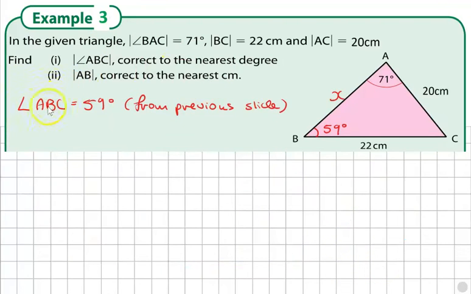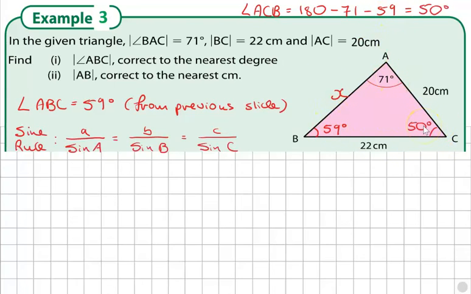So we know the angle ABC is 59 degrees from the previous slide, so I've drawn it in there. So now we want to find the side AB. So I'm going to label this side AB as X. The angle ACB is going to be 180 degrees minus 71 degrees minus 59 degrees. So this angle here is going to be 50 degrees. And we know that because the angles in a triangle add up to 180 degrees.